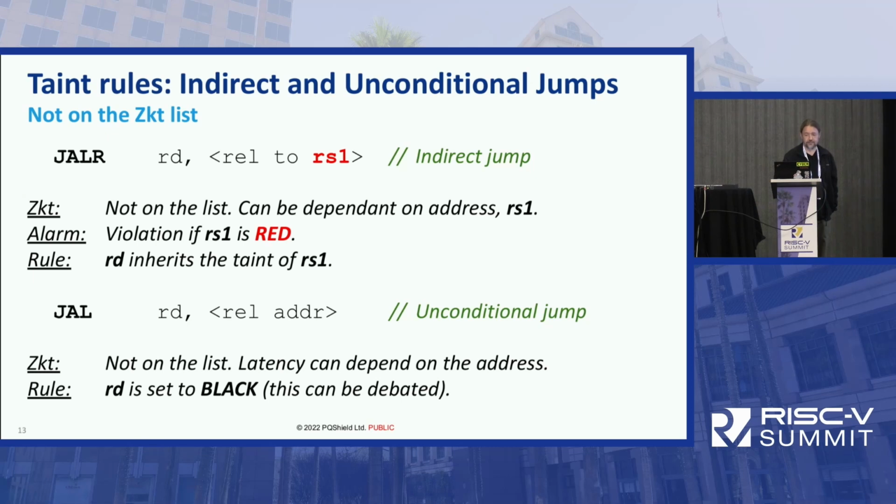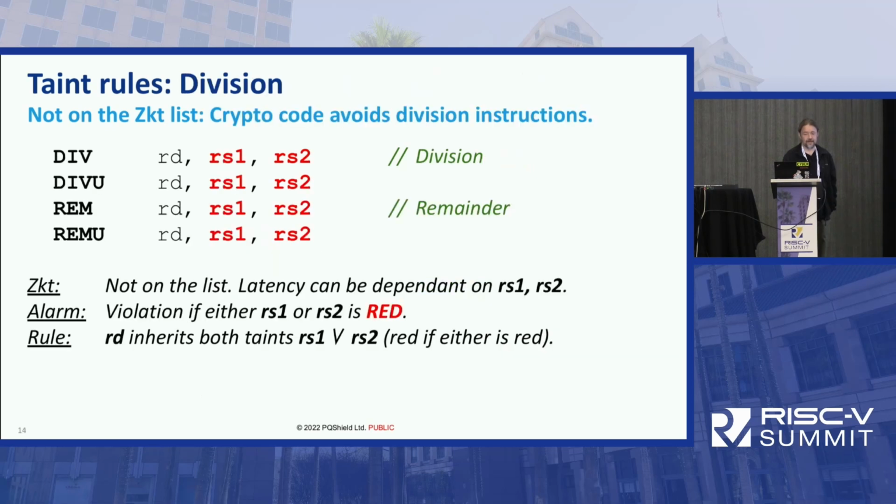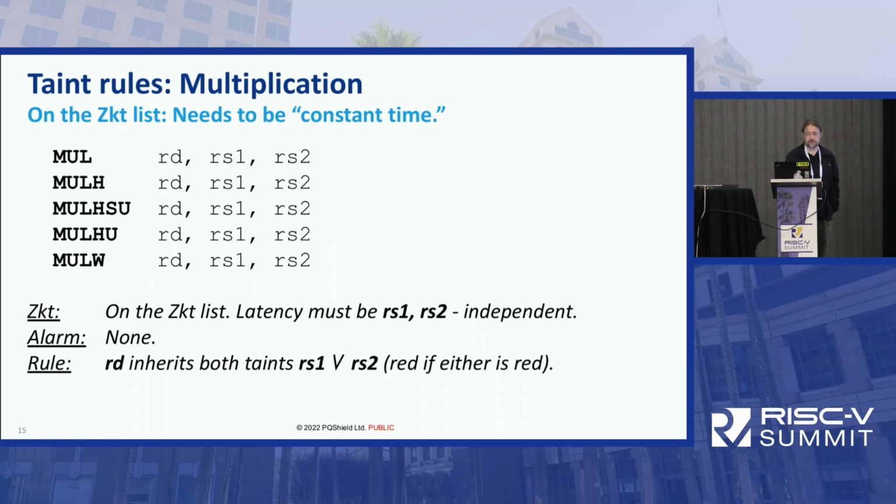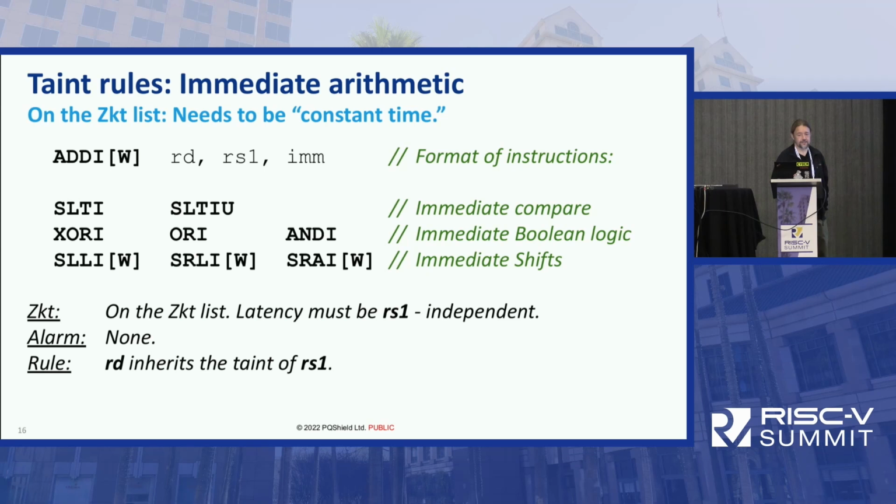Indirect jumps, unconditional jumps. These basic rules are not actually in the Zkt specification. These are part of my emulator, but this is an approach to variable tainting that seems to be the only obvious way of tracing the red variables around. Division, yeah, not allowed. It complains if your register is painted red. Multiplication is fine. If RS1 or RS2 are red, that's good, because multiplication is constant time. Same with basic arithmetic like addition, XORs, and even these SLT instructions, which are a version of comparison. That's fine. Shifts are all expected to be constant time because we really need those for crypto.